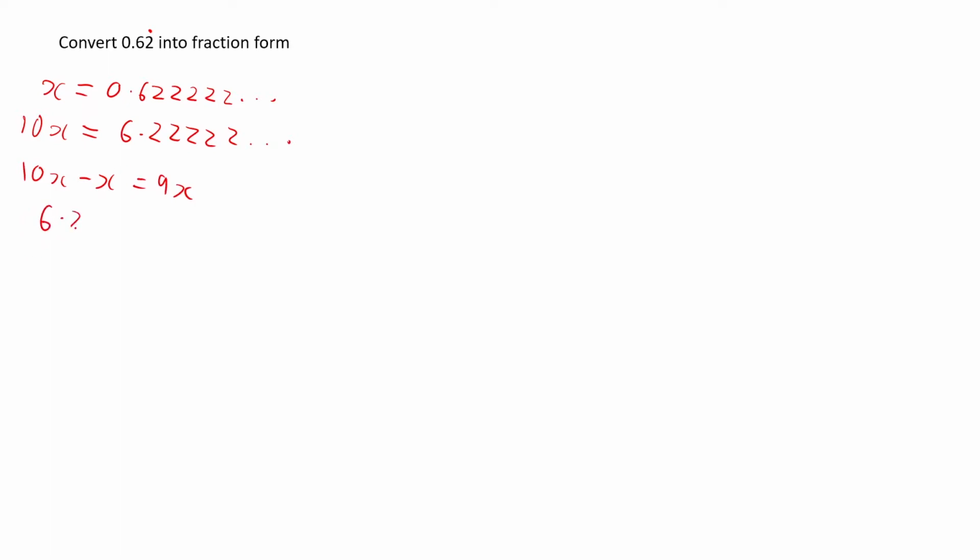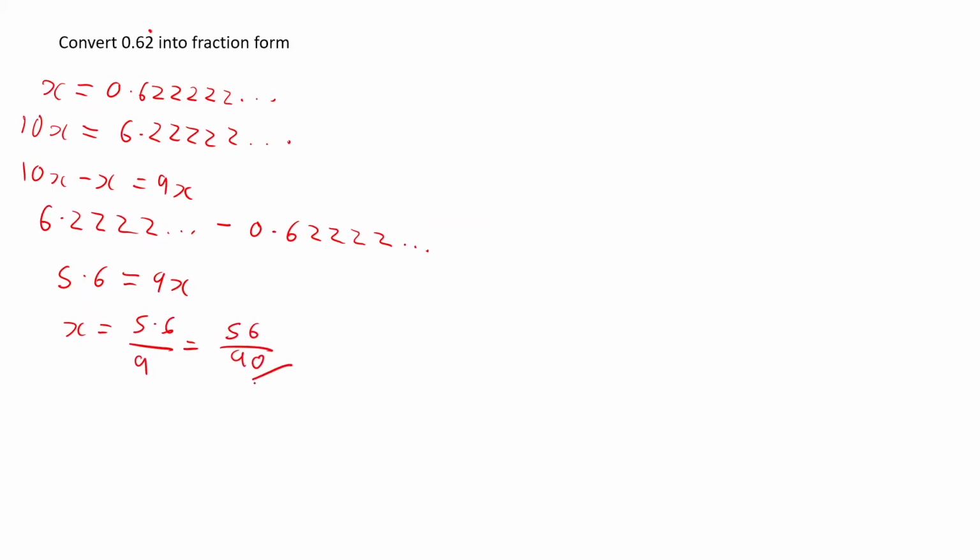So 6.2222 recurring minus 0.6222 recurring leaves us with 5.6, which is equal to 9x. So x would be 5.6 over 9, which is the same as 56 over 90. Now that's a final answer. This next question is a bit harder because there are two recurring numbers.